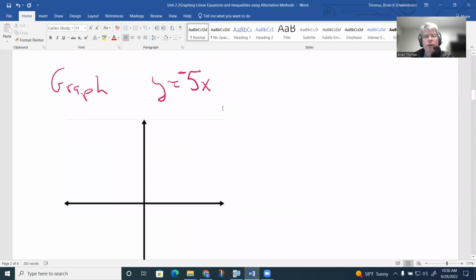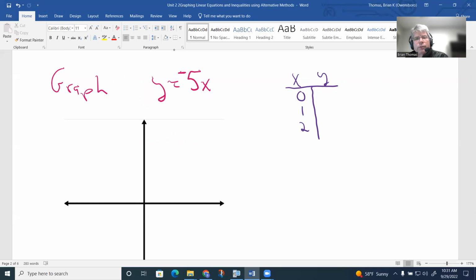When it's in this form here, again, I can make a table. And if I'm making a table myself, all I really need is 2 points, or 3 points if I want to just double check myself. So if I'm choosing my own x values, if there's not any fractions involved, I'm just going to use 0, 1, and 2 as my x values.